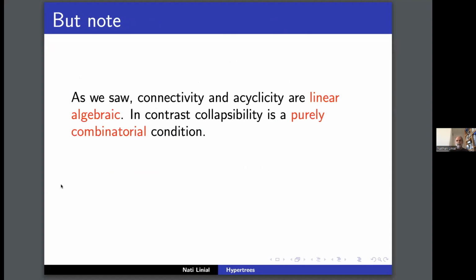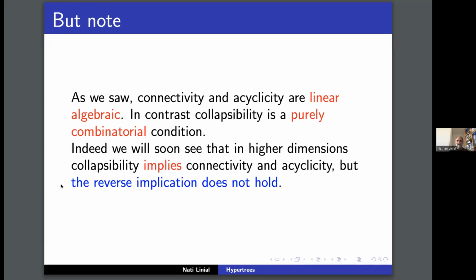And I'm coming back to the comment that I made before. Somehow we managed to prove an equivalence between a linear algebraic notion, the equivalence of being connected and being acyclic, and a purely combinatorial condition. And this is very interesting, and we'll come back to this. So the argument that says that collapsibility implies acyclicity remains true in higher dimension, as I'll explain momentarily, but the reverse implication is no longer true.